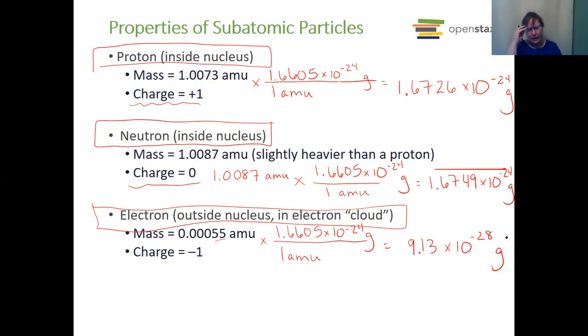Okay. And now you can see how much, much bigger we are. We're almost 2,000 times bigger for the mass of a neutron than an electron. That gives you some idea of where those are.